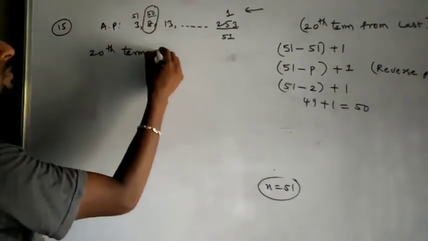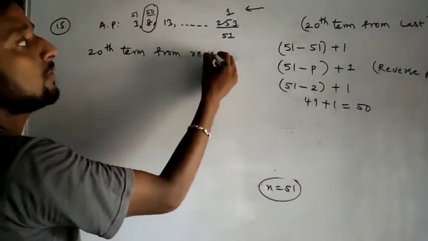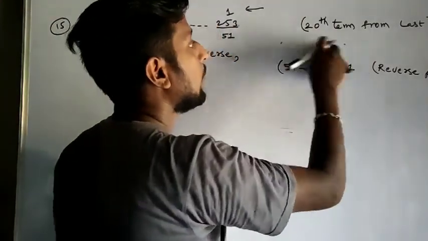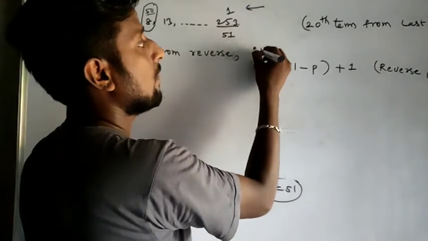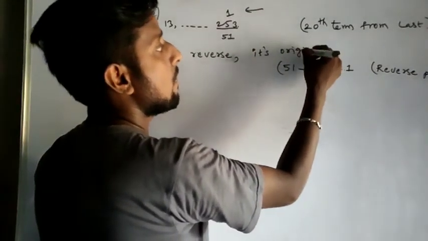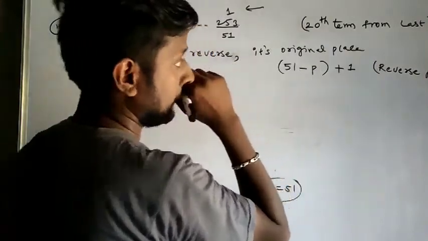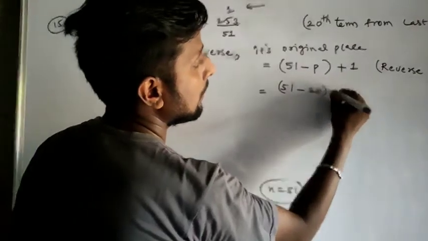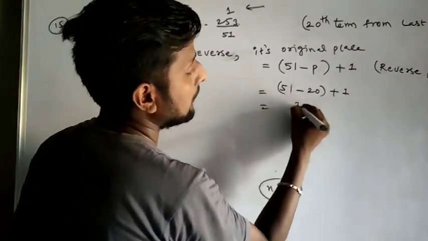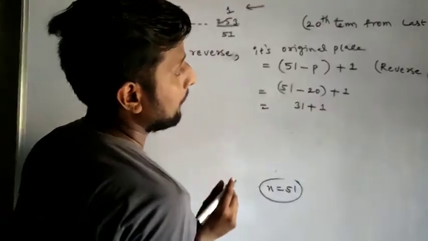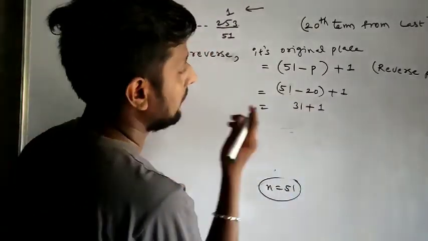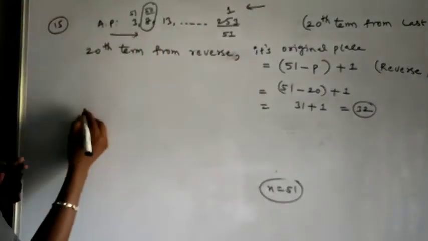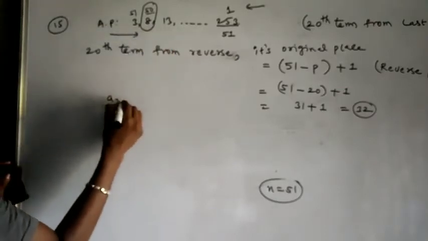Now the 20th term from reverse. Now we should find its original place. Its original place is 51 minus 20 plus 1. So 51 minus 20 means 31, plus 1, right? So it is the 32nd place. So it is simply asking, in the straight series, what is the value of A32?